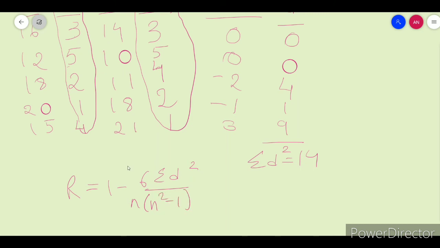And here n, how many pairs are we working with? So we have 16 and 14, one pair, 12 and 10, another pair, 18 and 11, third pair, 20 and 18, fourth pair, 15 and 21, fifth pair. So 5 pairs. So here the value of n will be equal to 5. So now we simply substitute the values.